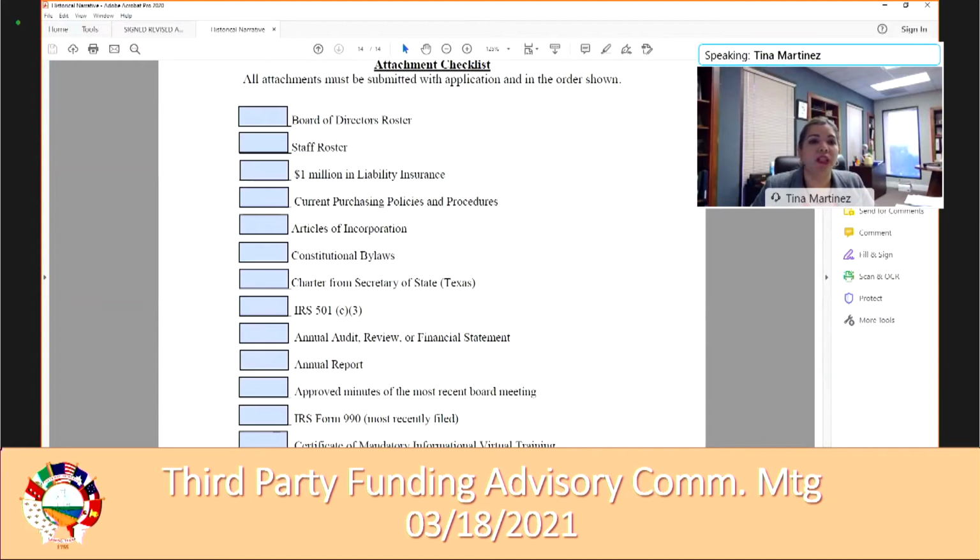Articles of incorporation, their bylaws, and then these are regular, like proof of the IRS 501c3 activeness, audits, reviews, because we want to know what kind of financial stability they have. Annual report is where we basically ask them to give us a report of what they've done in the past with our funding or with other sources of funding. And then approved minutes of their board, giving whoever is submitting the application the authority to submit an application. And then, of course, their IRS form, and that they attended our virtual training.